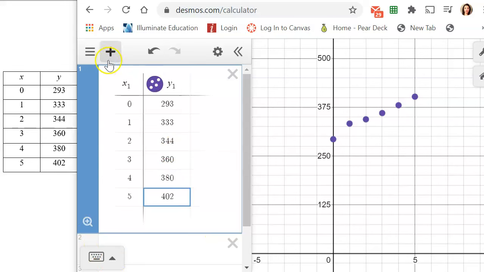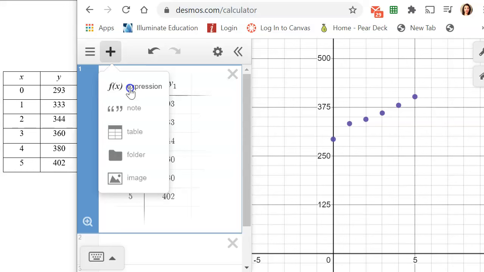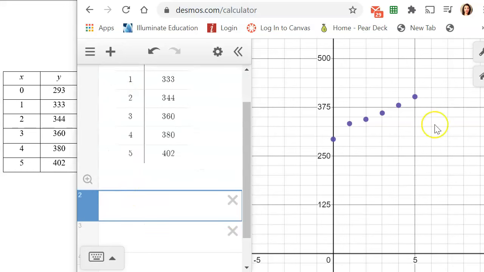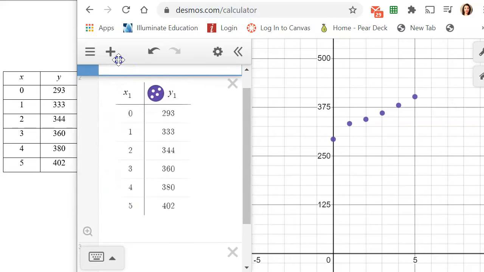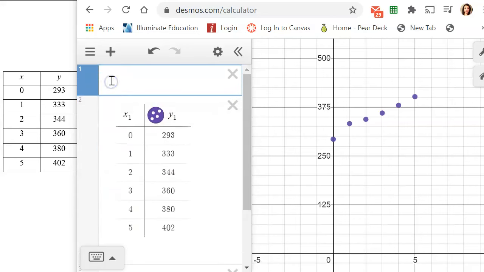Okay, so now what we're going to do is we're going to add an expression. And since this is a linear equation, I'm going to move this up here to the top so I can look at it. So I'm just dragging that up there. We're going to write it in y equals mx plus b.